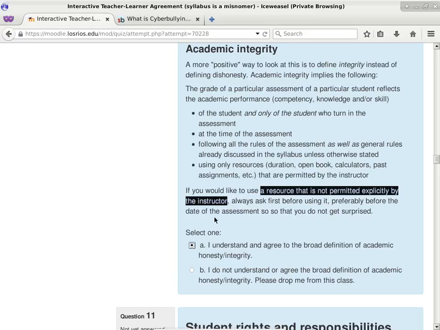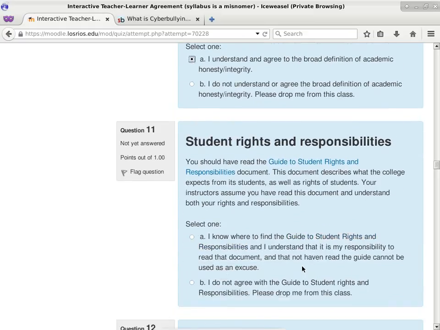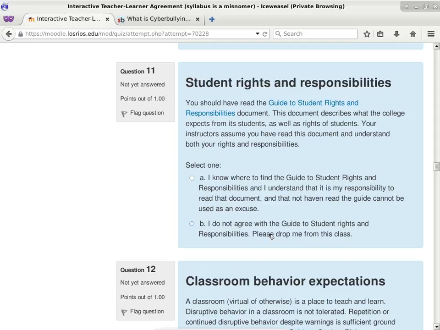All right, so click yes, I understand. Student rights and responsibilities. This one is really just for your education, because as a student in the Los Rios district, reading this document is to your benefit because you will understand your rights as well as your responsibilities. What if you're wrongfully accused? What is the process to file a grievance? You might want to understand what you're entitled to as a student of this campus. So that document can be useful.